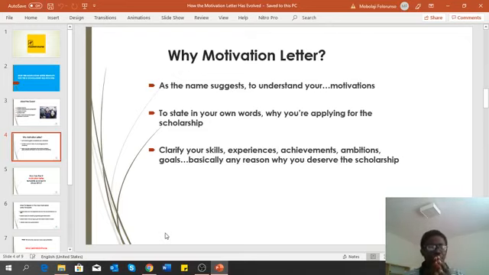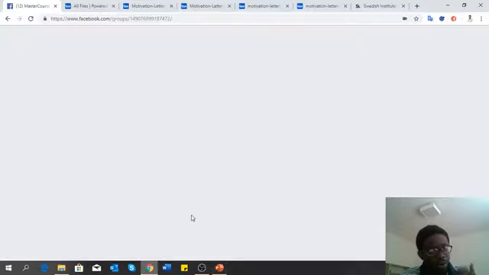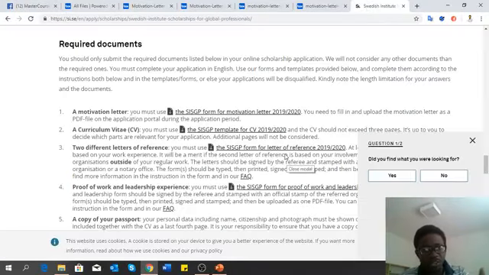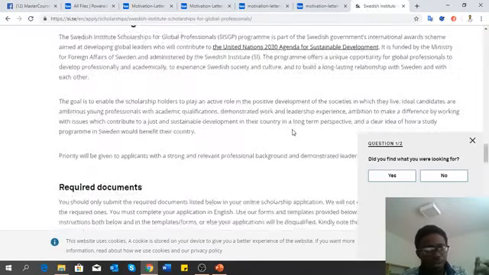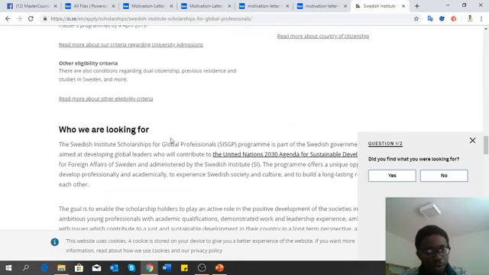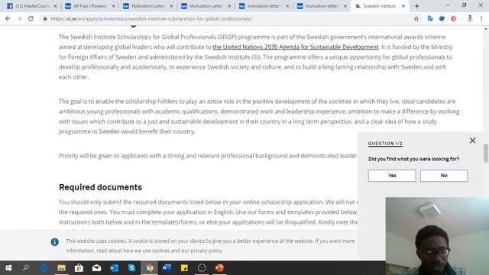But you need to understand that those who are assessing your applications have something at the back of their mind. They are looking for someone who will help them push forward their agenda. And if you want to know what the agenda of the scholarship is, always make reference to this website, this web page. You understand who they are looking for, their agenda.